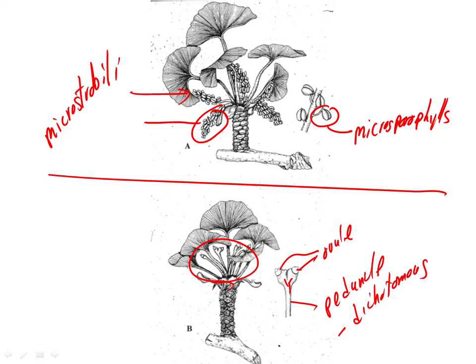Notice that they are both, the peduncles and the microsporophylls, born on those short shoots. I'll say it again, they're only born on the short shoots. They're never born on the long shoots. And again, they're both born at the time when the leaves come out.